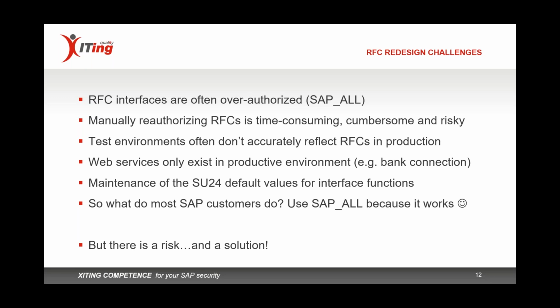What's usually missing is proper authorization proposals. I mentioned SU24 here. For those of you that are not familiar with it, SU24 is the authorization proposal database that's used by PFCG. When we go into PFCG and build a role, we get authorization proposals, and those proposals come from SU24. When we put a transaction or a function module into the role menu, PFCG goes into SU24 and brings in all the values that are maintained for that function module or transaction. So it's the proposal database.